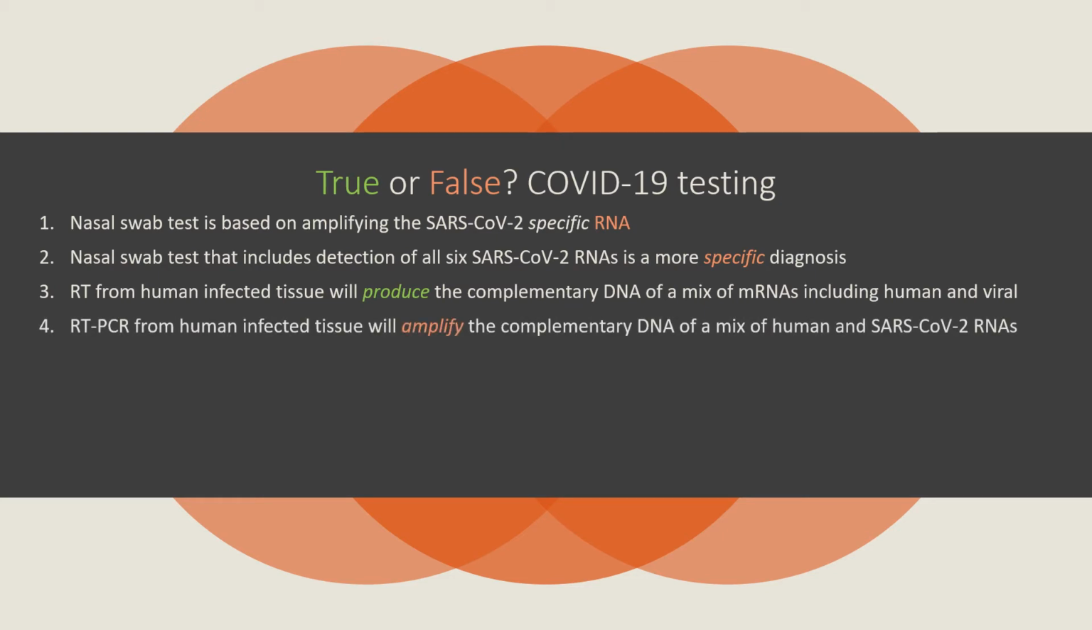Reverse transcriptase polymerase chain reaction from human infected tissue will amplify the complementary DNA of a mix of human and SARS-CoV-2 RNAs. This is not true, it's false, because we amplify only the sequence that we're interested in by using the specific primers that correspond to a region on the receptor binding site that we know is unique for SARS-CoV-2.